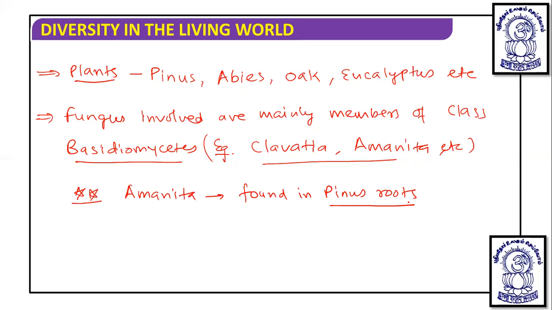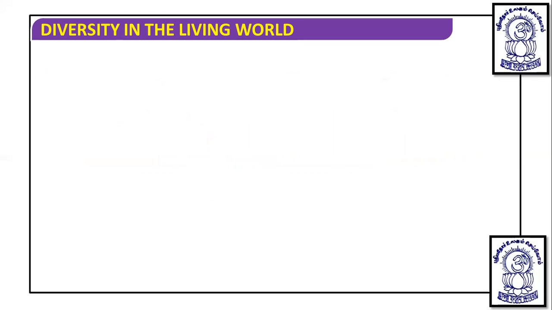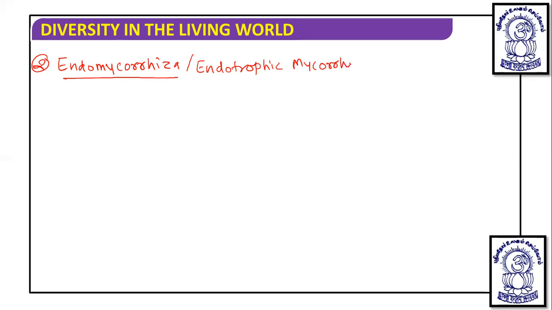Now after this, we are going to talk about another type of mycorrhiza, that is endomycorrhiza. So let's talk about endomycorrhiza. This endomycorrhiza is also known as endotrophic mycorrhiza. In this endotrophic mycorrhiza, we will see that the fungus mainly grows inside or within the root. So because of this, the term endo is used. Endo means inside.